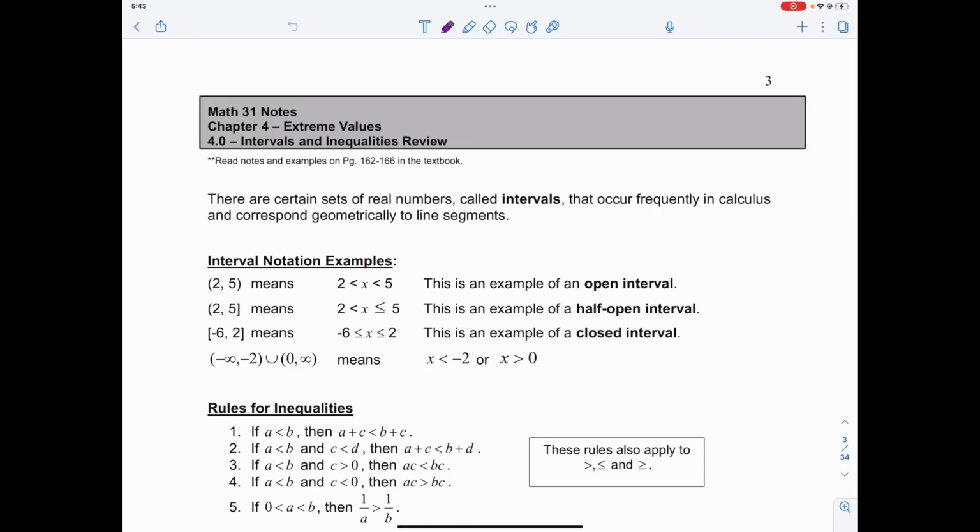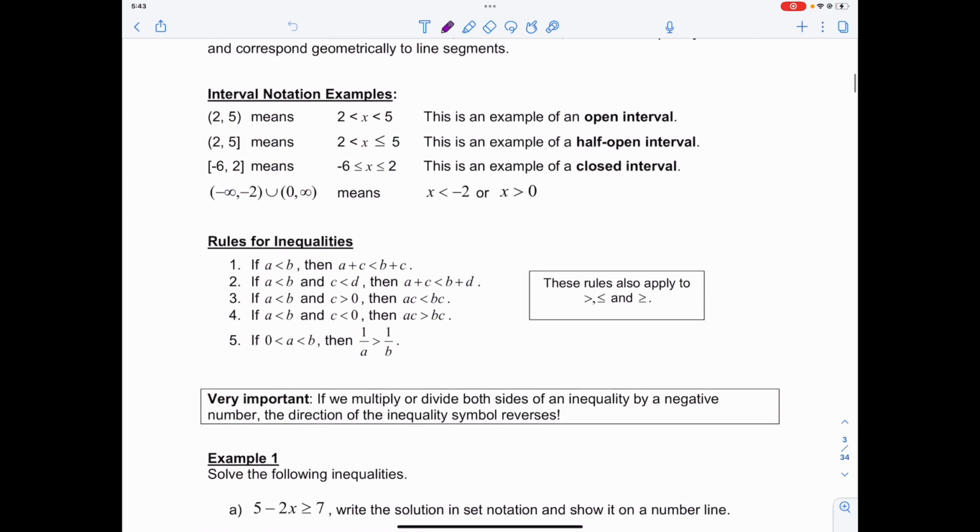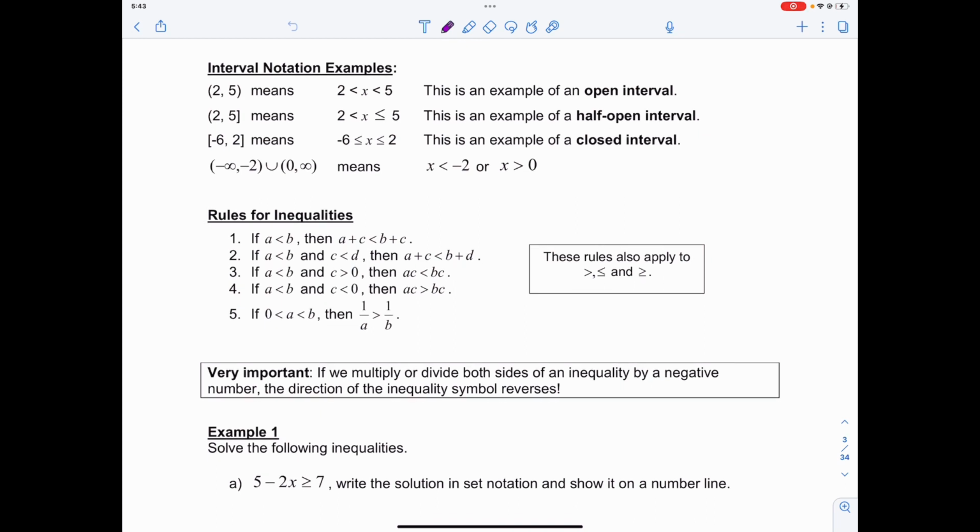Okay, so let's take a look at our new unit, extreme values. There are certain sets of real numbers called intervals that occur frequently in calculus and correspond geometrically to what's happening with line segments. So we've talked about this before. We can have an open interval where we have the two curved brackets, and that means that it's going to exist between those values but is not equal to.